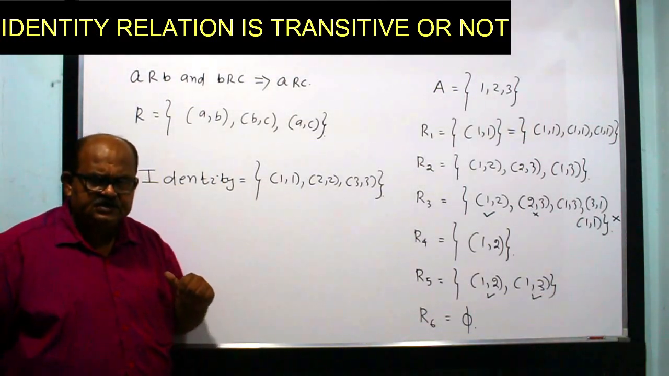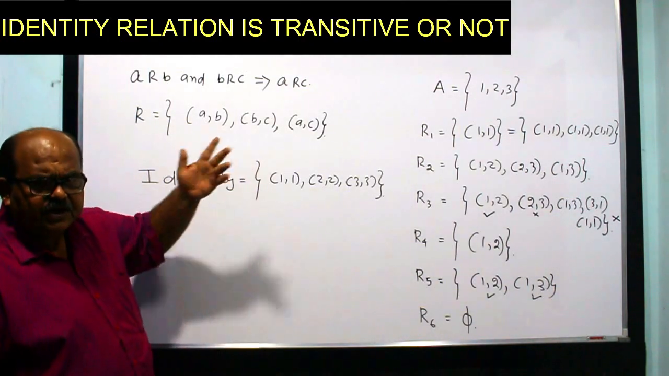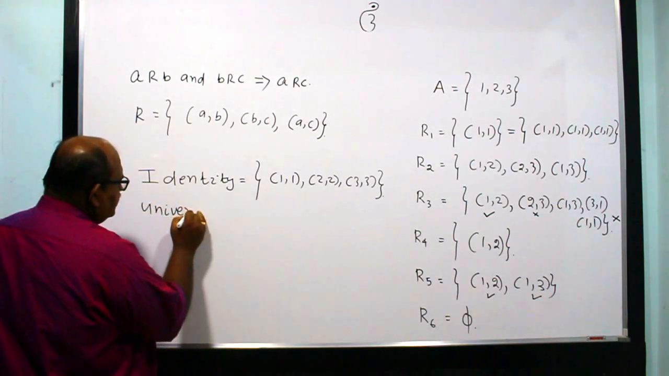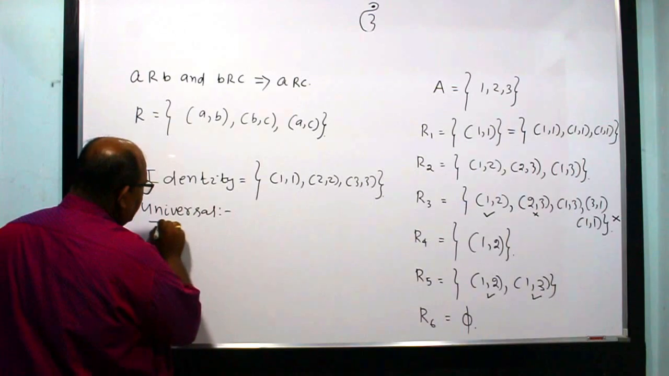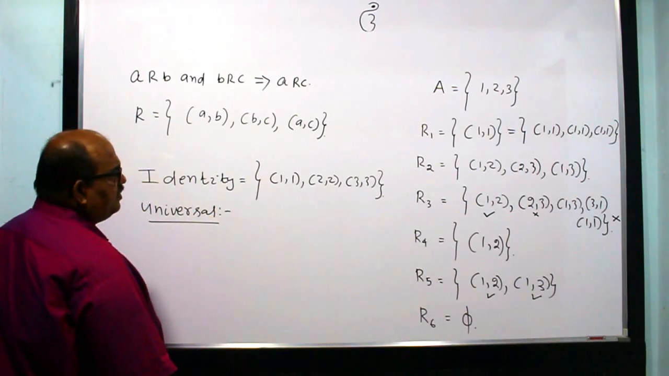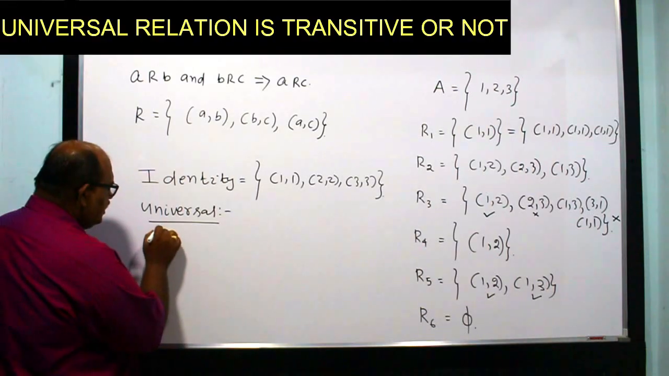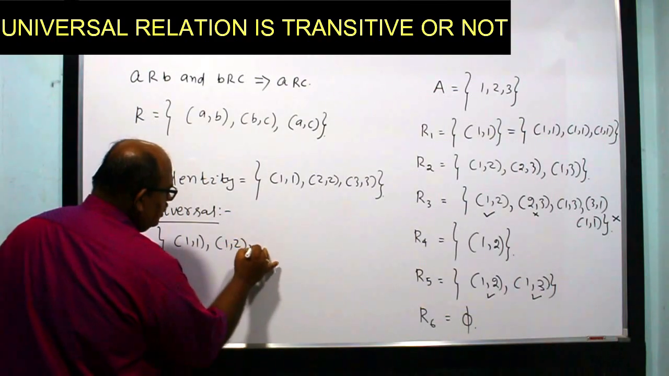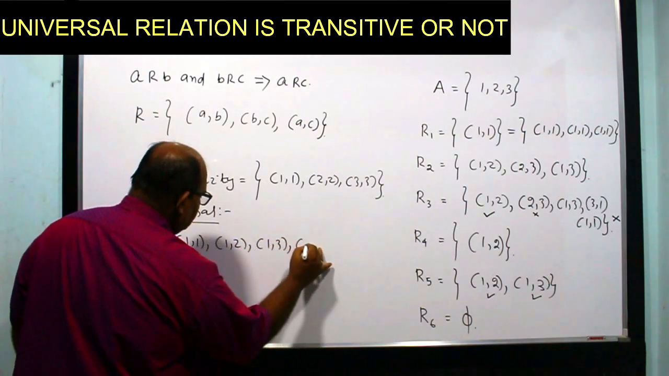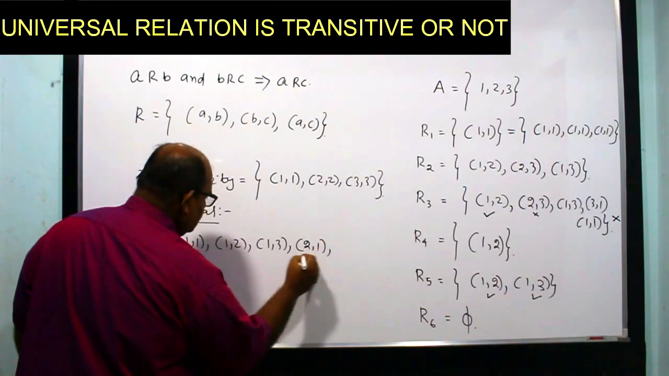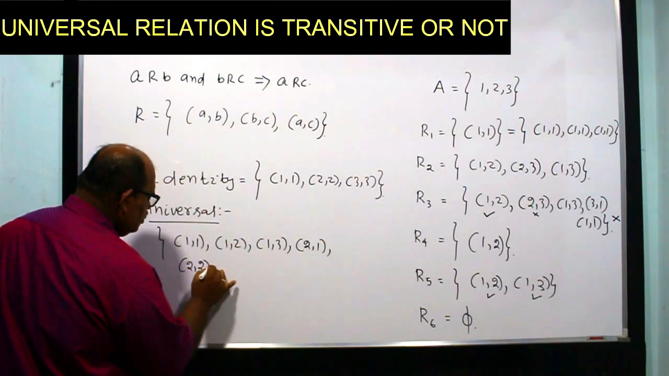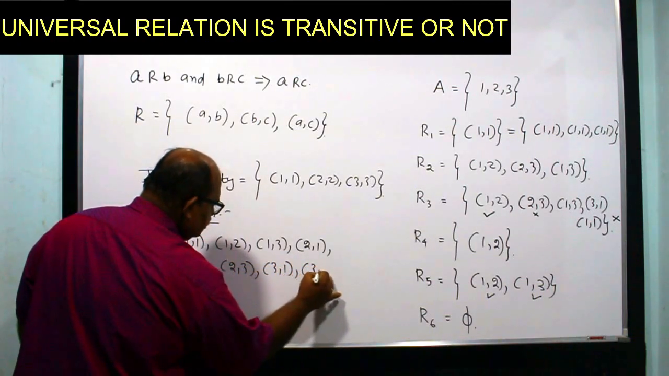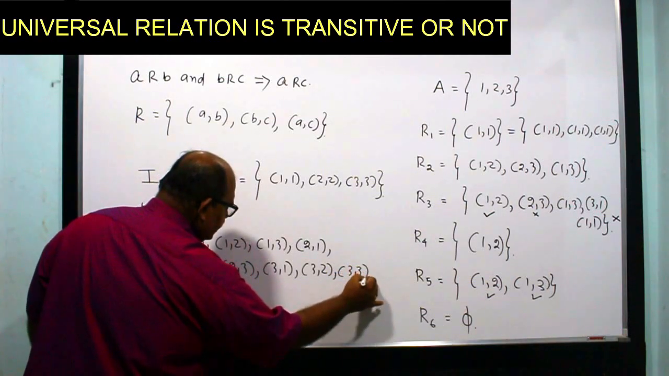Now come to the universal relation. What is the universal relation? A cross A. So if I write the universal relation here, we will check it for transitivity. It will be very interesting because the universal relation will contain 9 ordered pairs: (1,1), (1,2), (1,3), (2,1), (2,2), (2,3), (3,1), (3,2), (3,3).